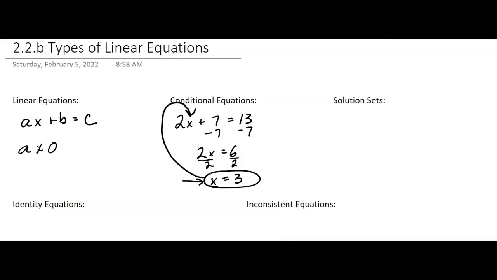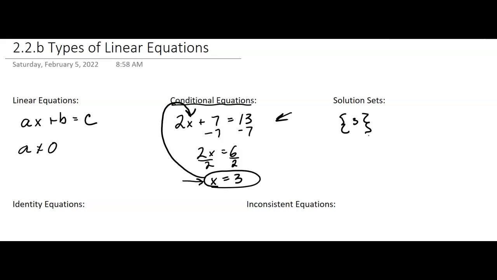If x is something else, like -1, then it wouldn't be true. That's why it's called a conditional equation. It depends on the value of x, okay? All right, when we solve this equation, we get a solution set. So for our little linear equation here, the solution set is 3. Now we use the set brackets like that to indicate the solution set.